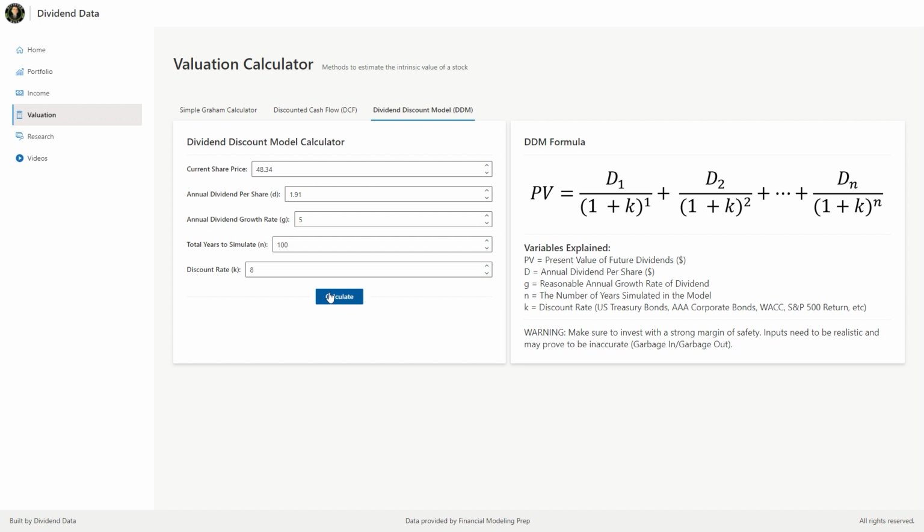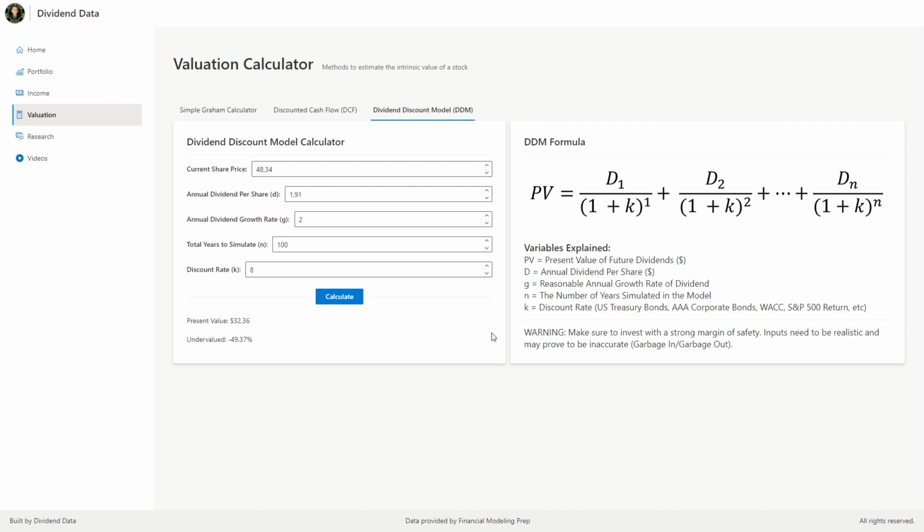Let's hit calculate, and it shows a present value of $62.85, which is 23.09% below the current price. Changes to the growth rate and discount rate will impact the calculation dramatically. This is why it's important to invest with a strong margin of safety in case of potential errors. The inputs need to be realistic and may prove to be inaccurate. In those cases, garbage into the model equals garbage out.